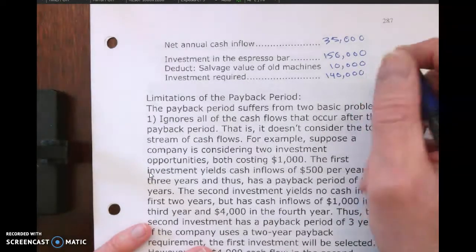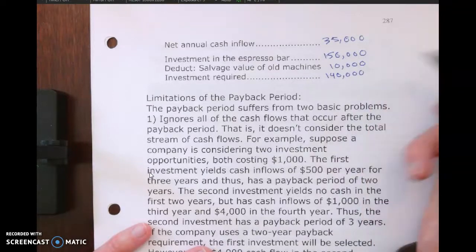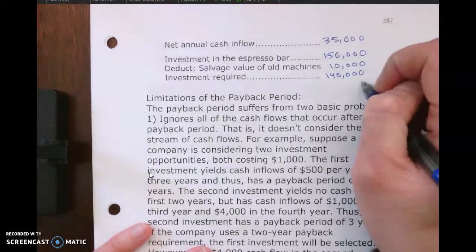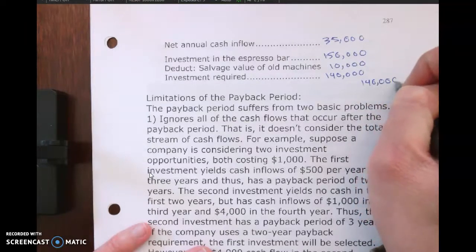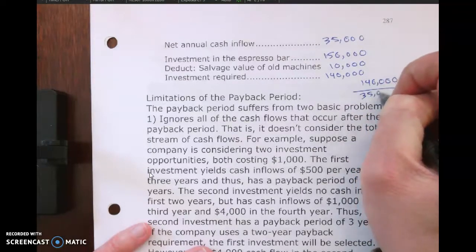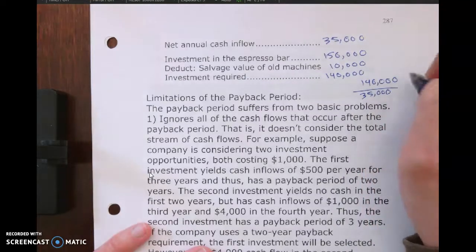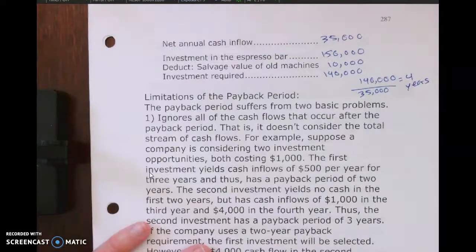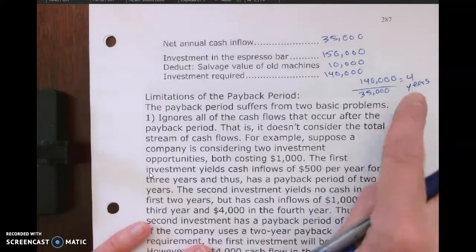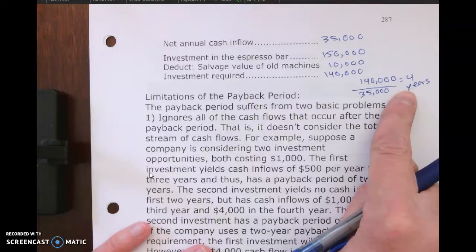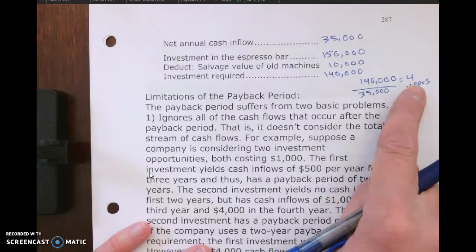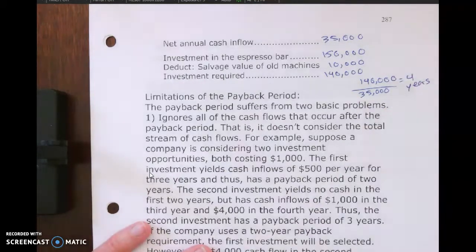We think back to the formula. We take our investment required divided by our cash flow, and that gives us our years. 140,000 divided by our 35,000, which gives us 4 years. That gives us our 4 years. Now, based just upon payback, we should take this investment. Why? Because remember, our payback requirement was 5 years. We're paying it back in a year less, 4 years. So this is something that we should do. Okay? Just based on payback.